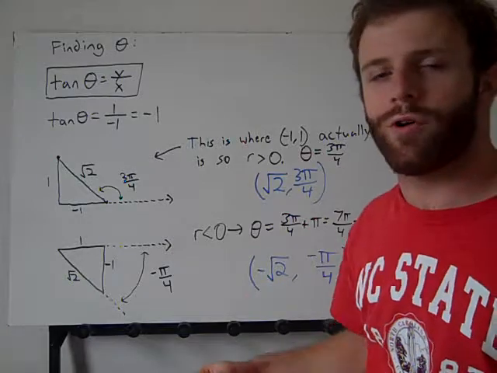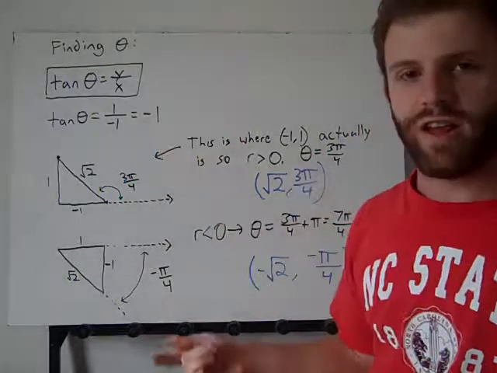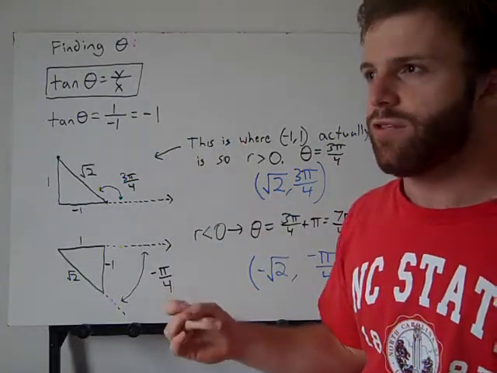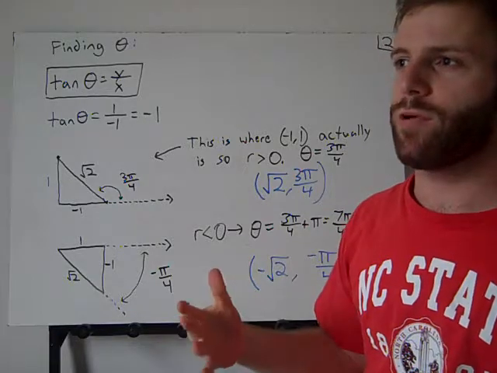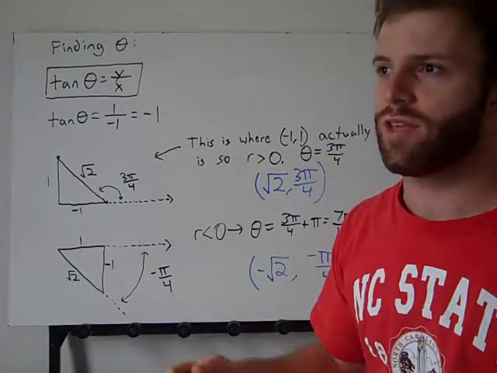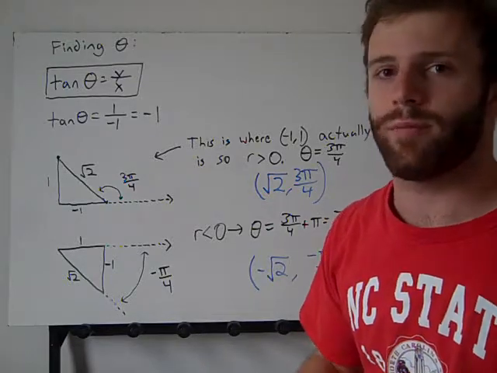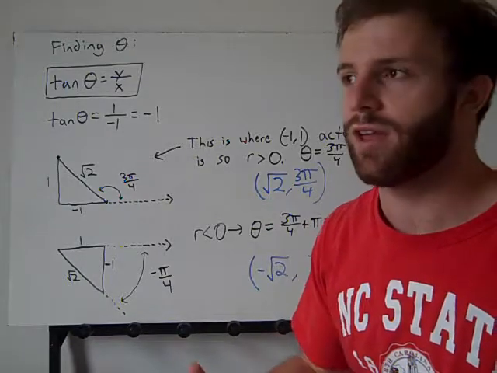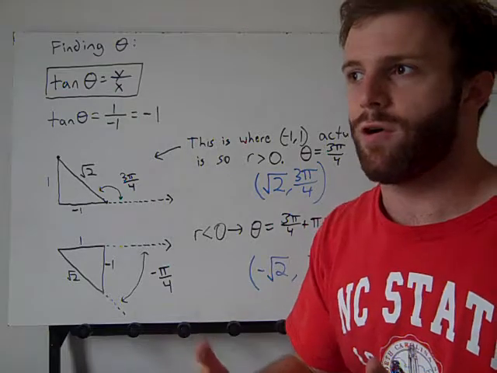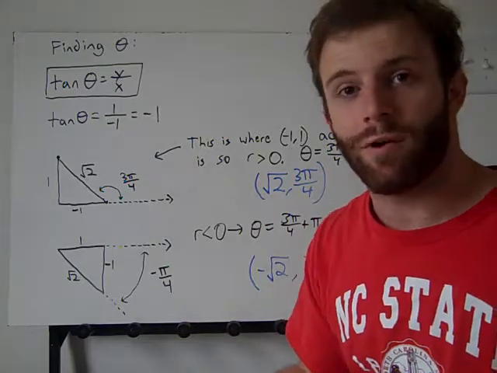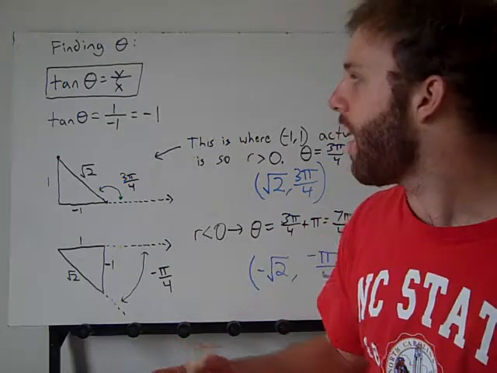Now comes a little more of the tricky part. We want to find theta. And if you remember back to the first part of the intro to polar coordinates, polar coordinates for a point are not unique in the way that they can be represented multiple ways, with a positive r and an angle theta, or a negative r and an angle theta plus pi.